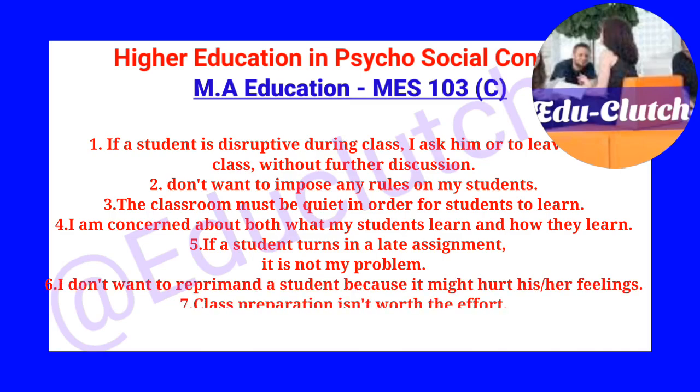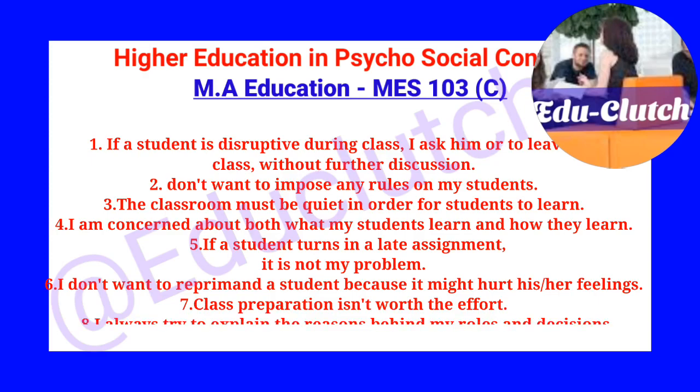Second statement is, I don't want to impose any rules on my students. Third is, the classroom must be quiet in order for students to learn. Fourth is, I am concerned about what my students learn and how they learn. Fifth is, if a student turns in a late assignment, it is not my problem. Sixth is, I don't want to reprimand a student because it might hurt his or her feelings. Seventh is, class preparation is not worth the effort. Eighth is, I always try to explain the reason behind my rules and discussions.